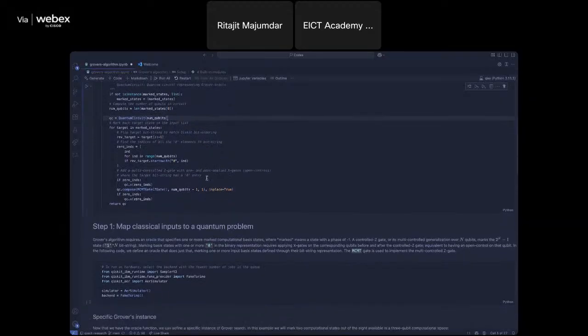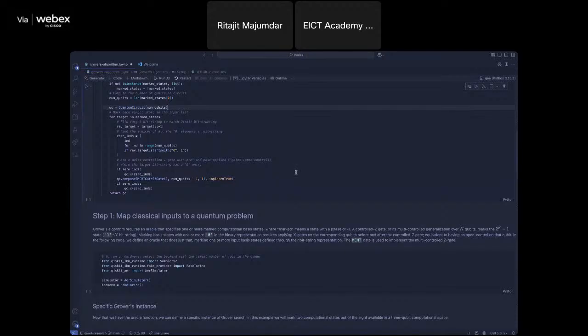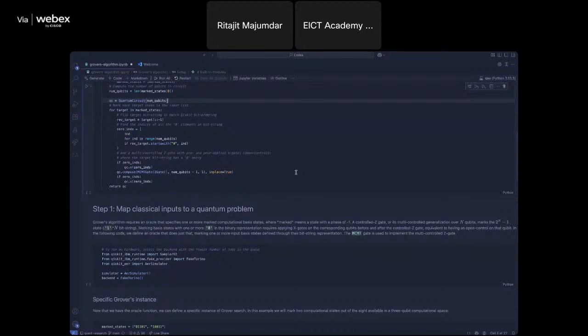Now what it is doing is, whenever there is, let's say the marked state is 0, 1, 1. Whenever there is a zero index, you apply an X gate there, and then you do an MCMT. If you're not clear what MCMT is, I'm coming to that. It is a multi-controlled multi-target gate. So it's basically a multi-control Toffoli gate. It's like a CNOT.